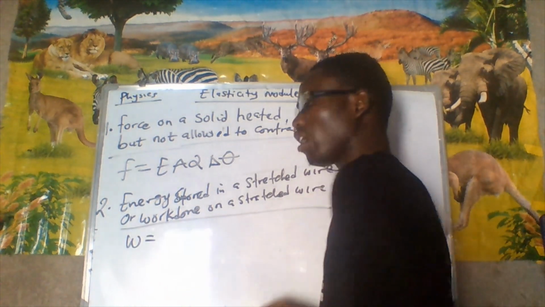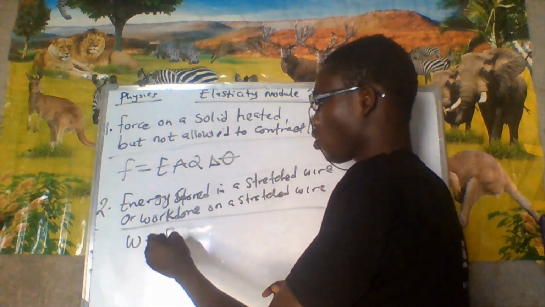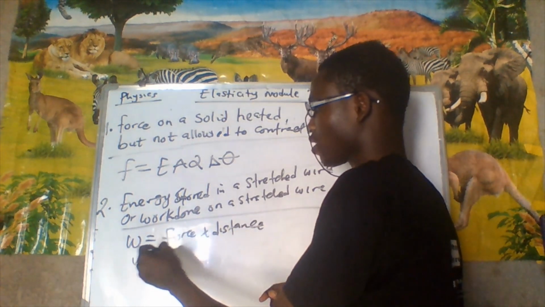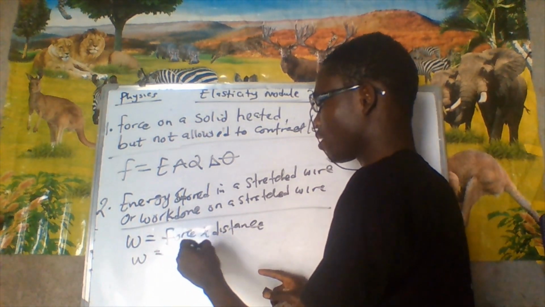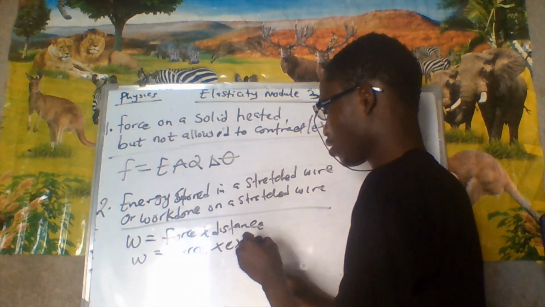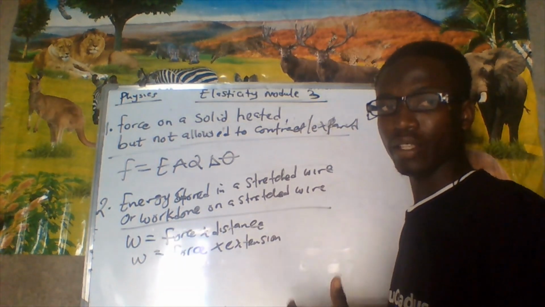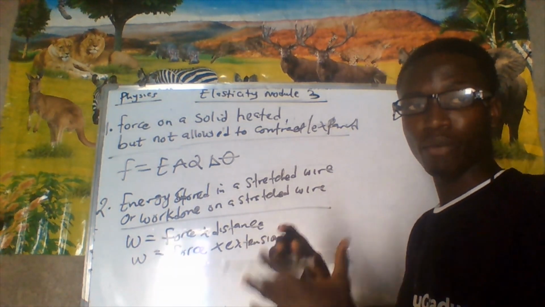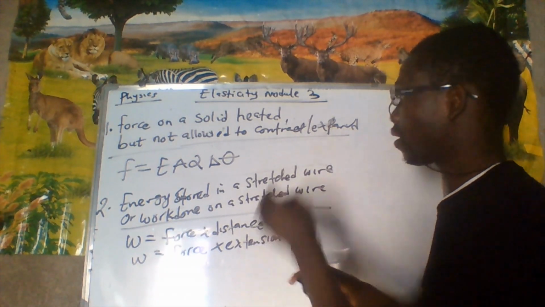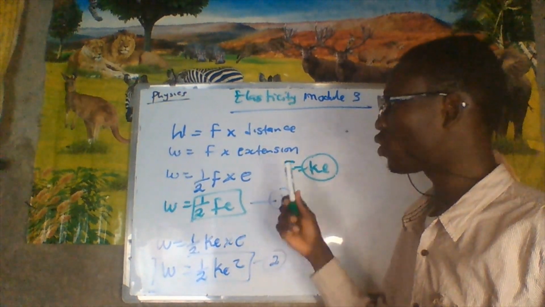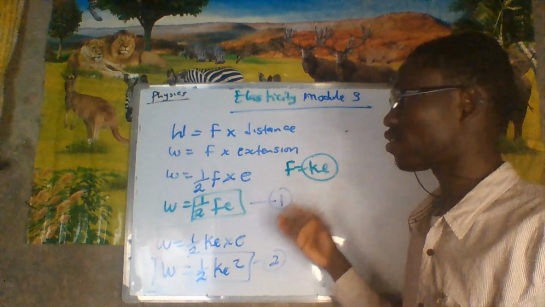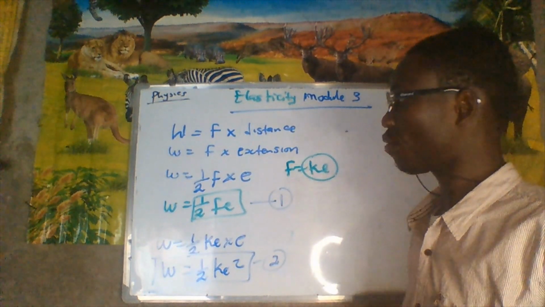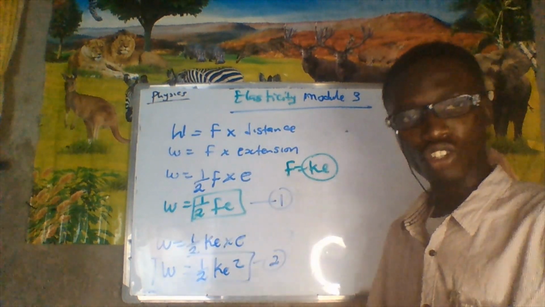Don't forget that in our normal physics, work done equals force times distance. But coming to elasticity, there's nothing like distance. Work done under elasticity is force times extension. As said earlier, the work done in a normal scenario is force times distance, but under elasticity, it is force times extension. In elasticity, let's say you stretch the wire.